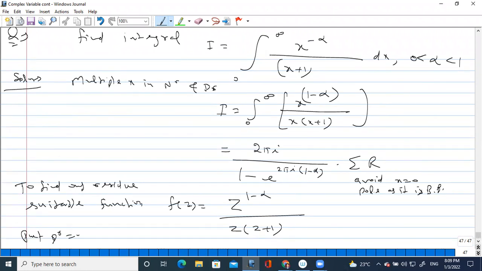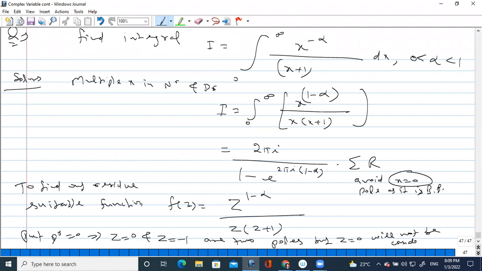Put the denominator equal to 0, which means z equal to 0 and z equal to minus 1 are two poles. And I already told you that z equal to 0 you have to leave. z equal to 0 will not be considered. Why? Because z equal to 0 is a branch point, so that's why we have to avoid it. So only z equal to minus 1 will give you the residue, so that we have to find. Okay, so note down up to here.